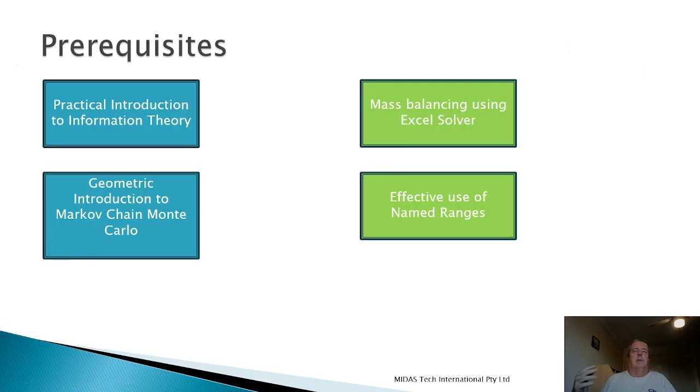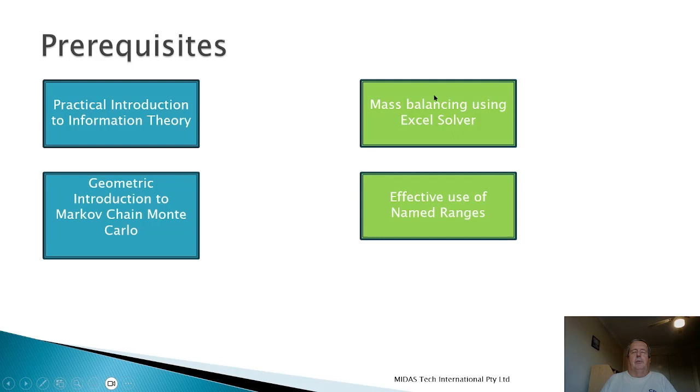Now, there's courses I've constructed already: Practical Introduction to Information Theory and Geometric Introduction to Markov Chain Monte Carlo. This tends to be mathematical. This, I've reduced the mathematics as much as I can. So I would say that these are prerequisites. There's really not much point, despite the simplicity of what I'm presenting, there is a chance you will get lost if you don't do these courses. But if you choose to do it without the prerequisites, that's your choice.